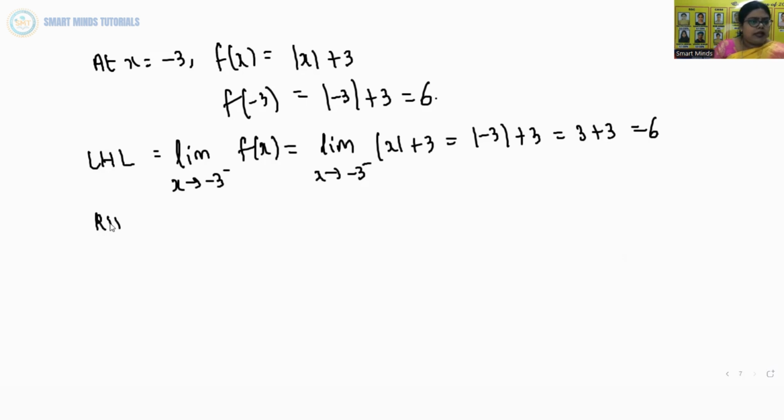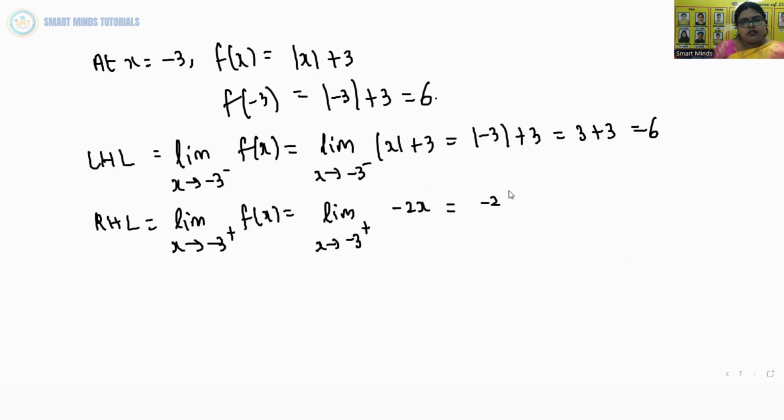And what is right hand limit? Representation is limit x tends to minus 3 plus f of x. Now which function do we choose? Where x is greater than minus 3. So what is the function? It is minus 2x. So that is minus 2 into, in the place of x we put minus 3. So that is 6. So you can see left hand limit is equal to right hand limit.